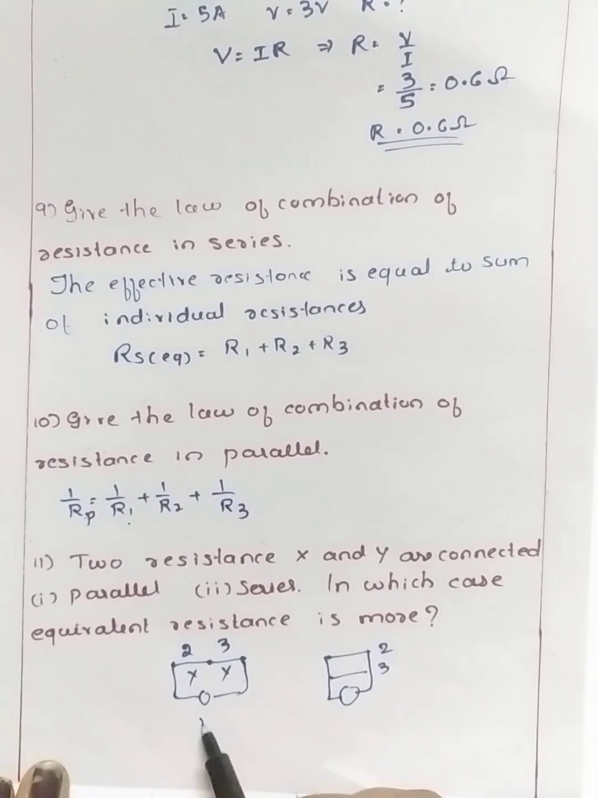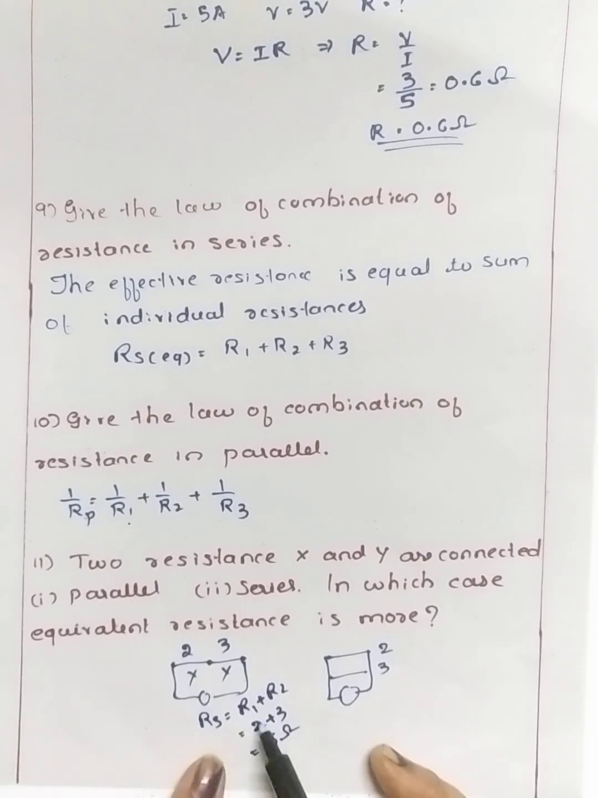So here also we will get equivalent resistance Rs. That is sum of resistance, that is R1 plus R2. How much you will get? 2 plus 3, that is 5 ohm. Equivalent resistance in the series is 5 ohm.